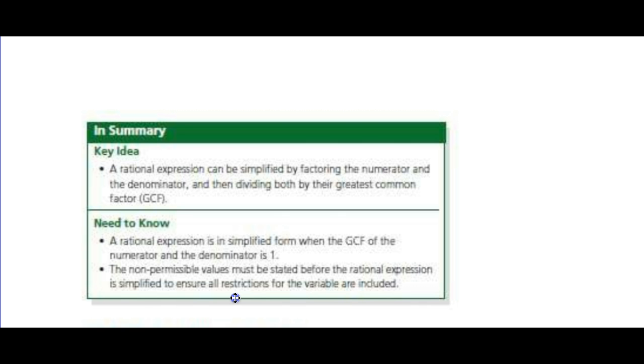Key ideas. A rational expression can be simplified by factoring the numerator and denominator and dividing both by their greatest common factor. A rational expression is in simplified form when the GCF of the numerator and denominator is 1, right? In other words, nothing goes into both of them. It's not like you have a 2 up top and a 6 on the bottom, you haven't simplified it. The non-permissible values must be stated before the rational expression is simplified, to ensure all restrictions for the variable are included. Like I say non-permissible, we say restrictions, right? So you're always just going to see restrictions which are of the form x cannot equal whatever.